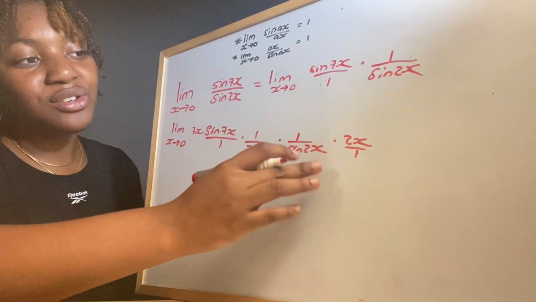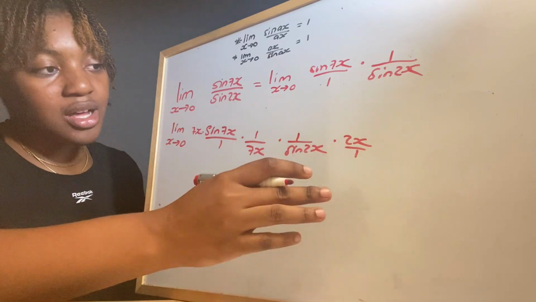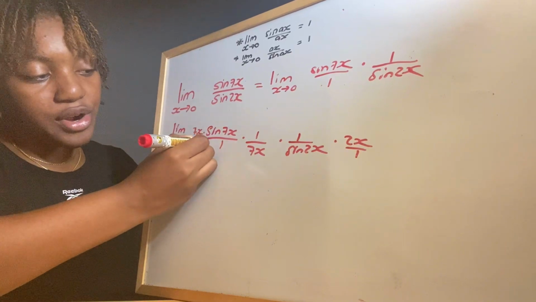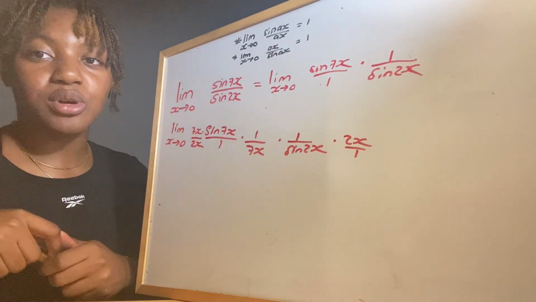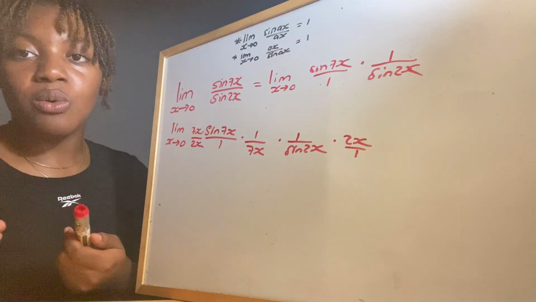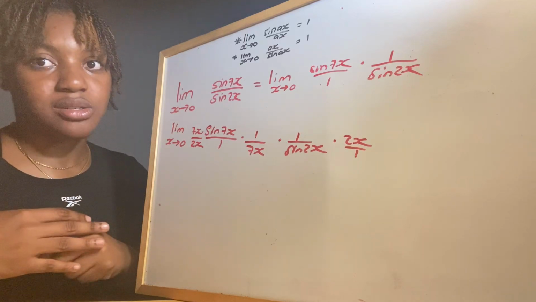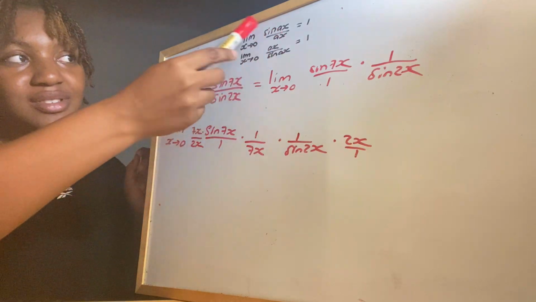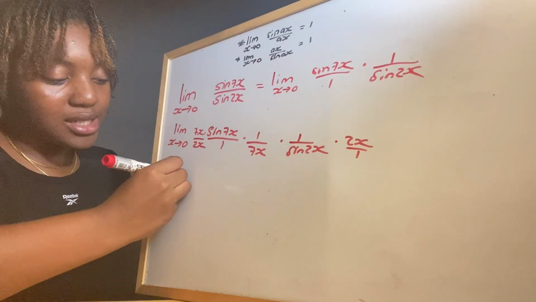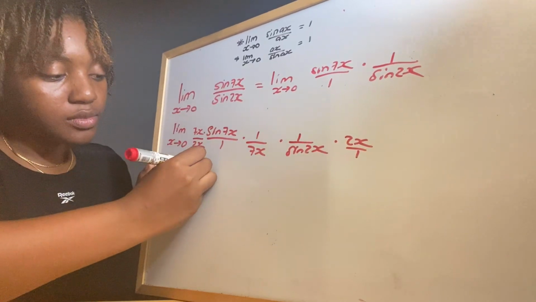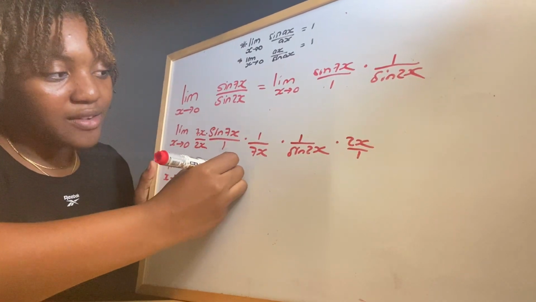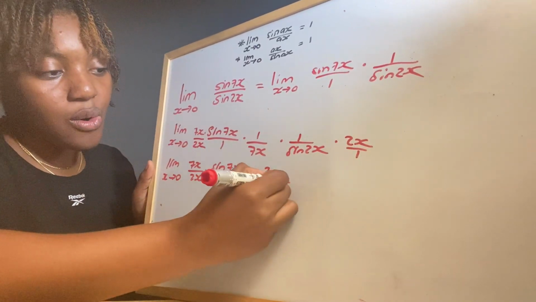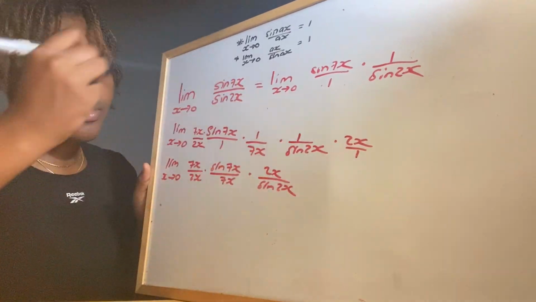And whatever we do to the numerator, we also have to do to the denominator. So I'm going to put the 2x under here. Because at the end of the day, it's a product. You're multiplying. It doesn't matter what order you put it in. You're still going to get the same answer. So here we have it. I'm going to simplify this so we can see this more clearly. X approaching 0. 7x over 2x. We're going to have sine 7x over 7x times 2x over sine 2x.